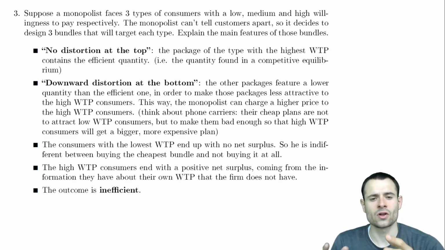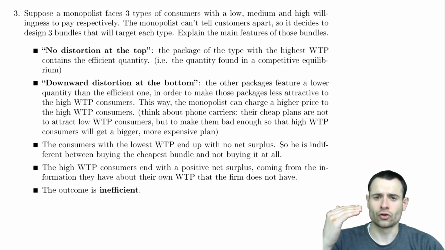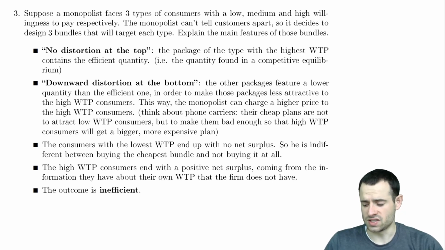So imagine the perfect competition quantity. This is what will go in this bundle. This is what we mean by no distortion at the top. The top, I mean the highest willingness to pay consumer, will not see any distortion, will not see any change in the quantity proposed for his bundle. That's the first feature.